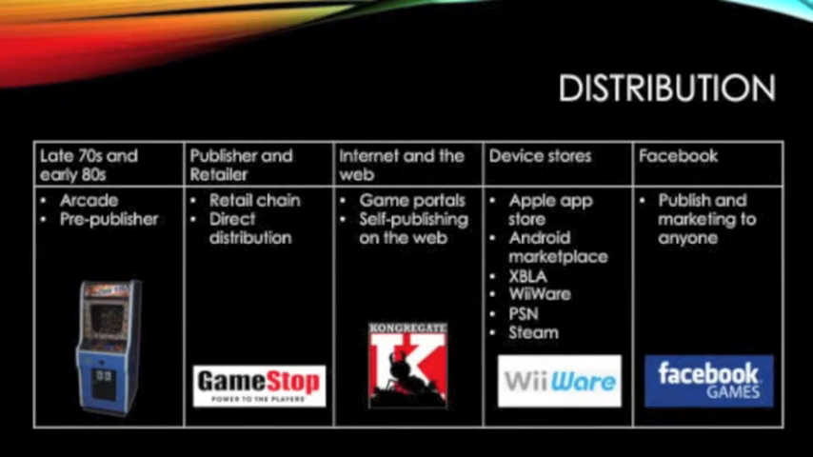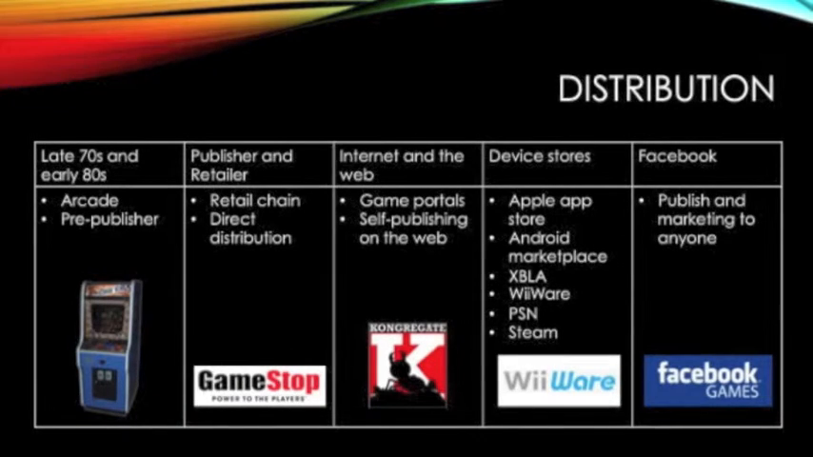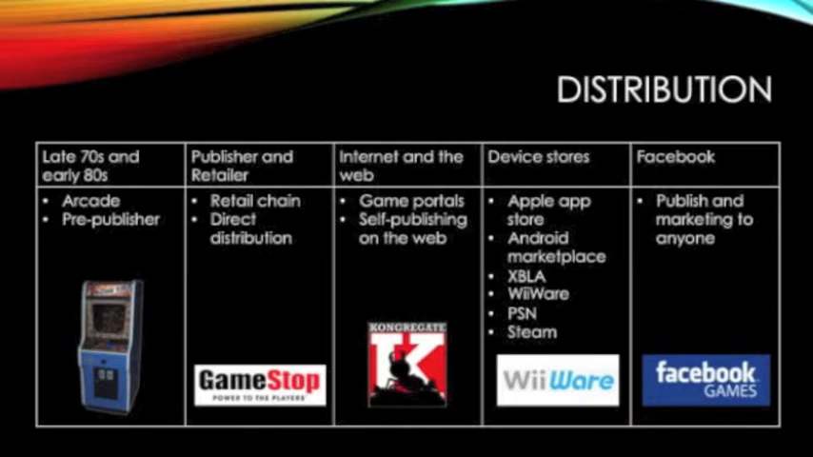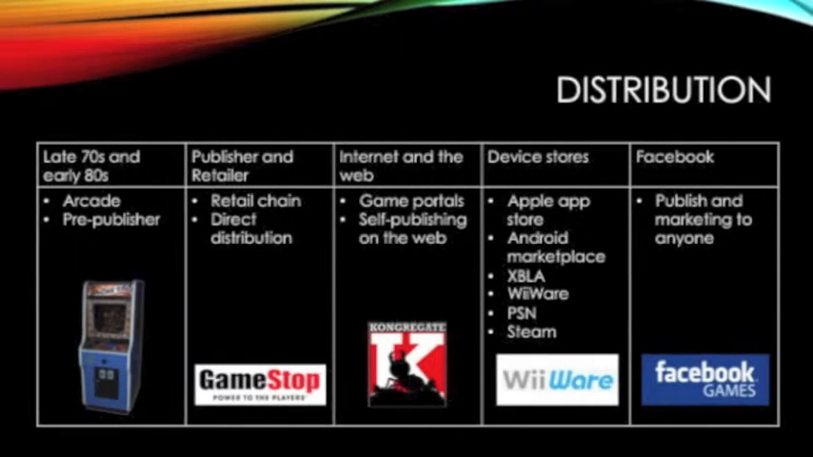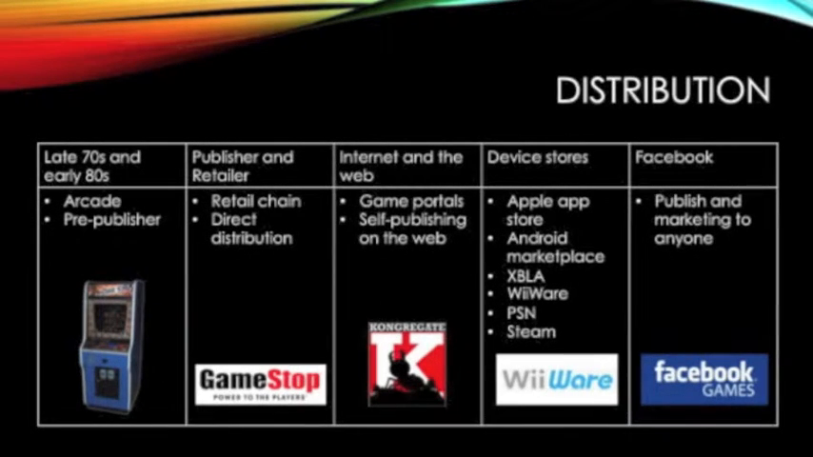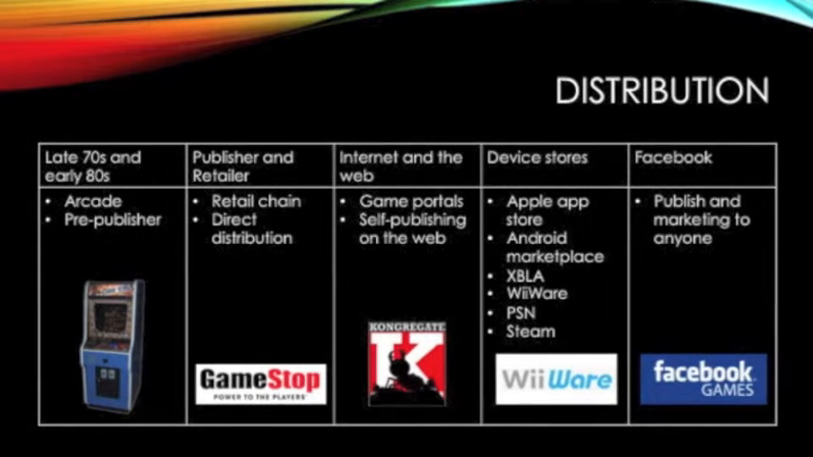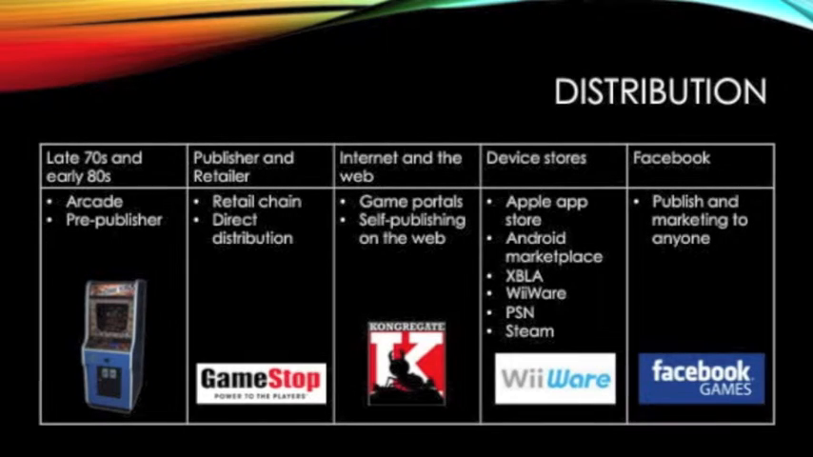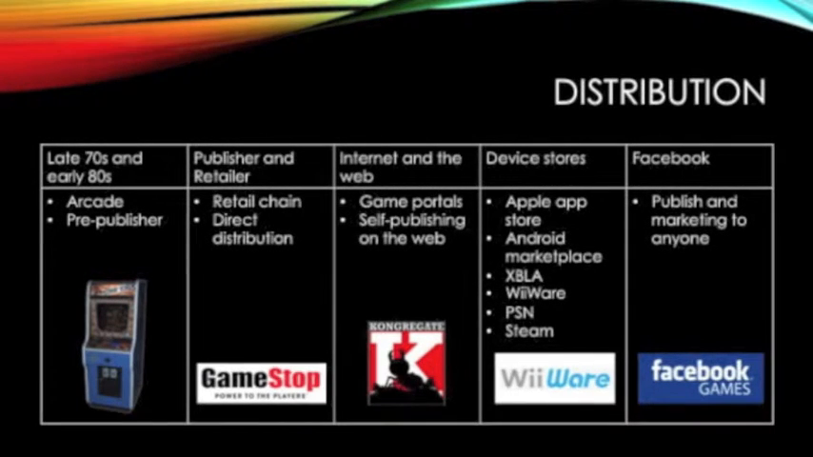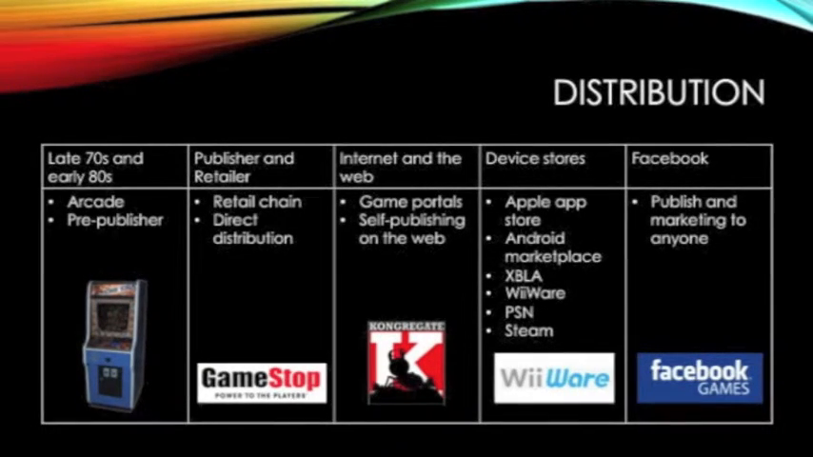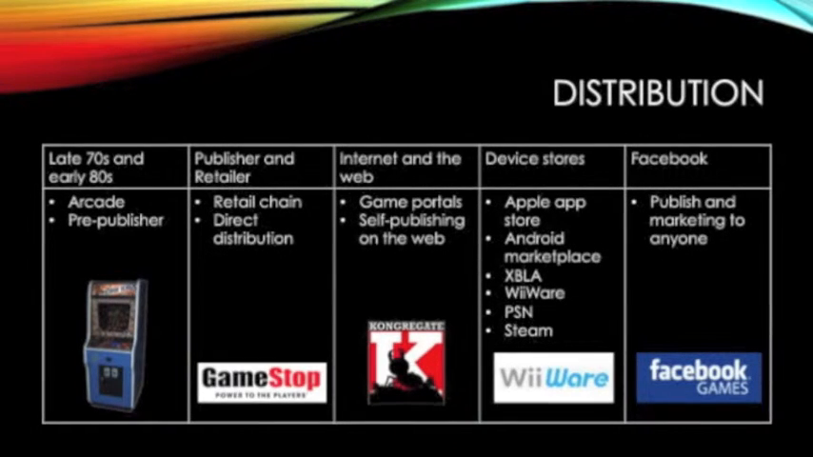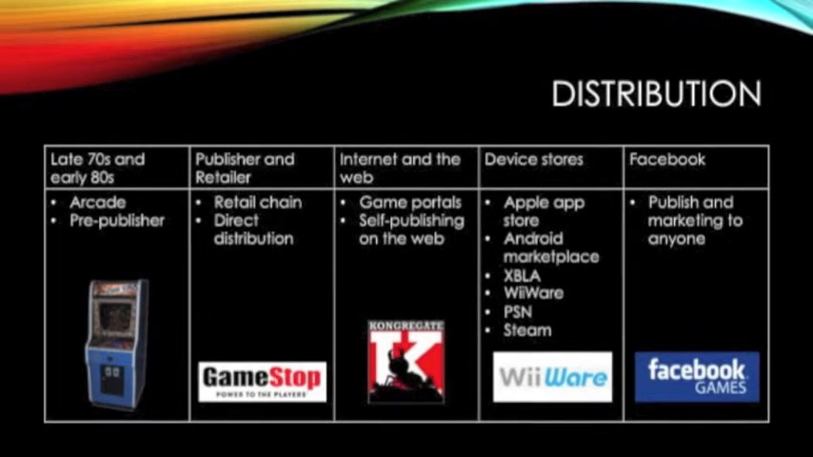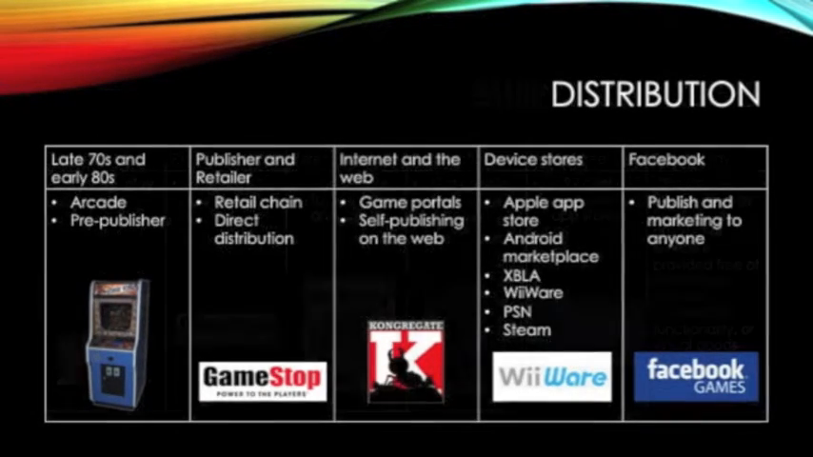Device stores such as the Apple App Store, the Android Marketplace, the XBLA, WiiWare, PSN, and Steam became popular for players to buy games through the cloud and download games. Instead of having a physical copy of the game, they have a copy of the software. And Facebook became popular, like Facebook games. Facebook games were published and marketed to anyone who had a Facebook account.